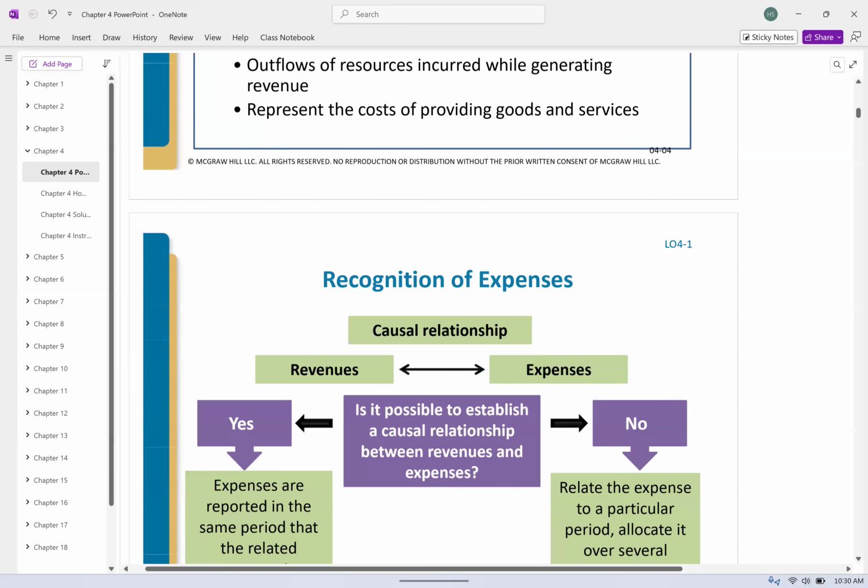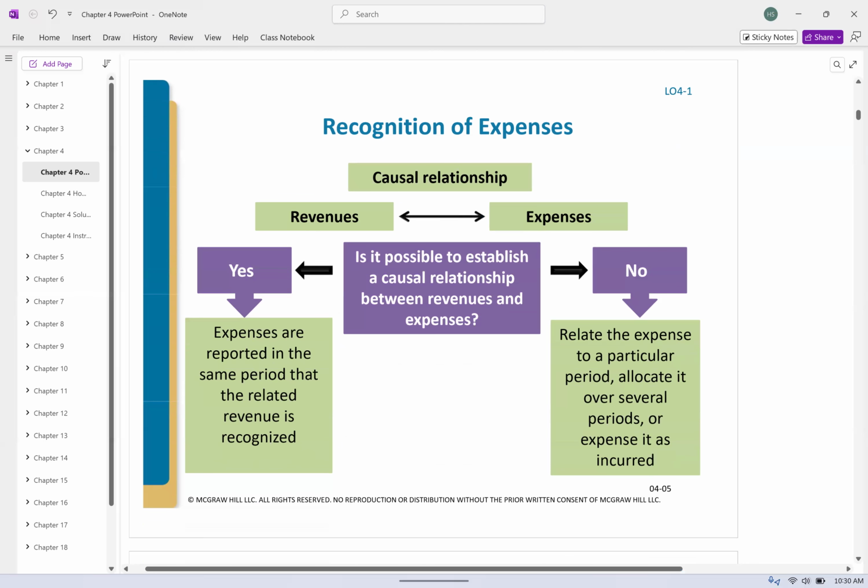Okay. So recognition of expenses, there is a causal relationship between revenues and expenses, and we want to make sure we sort of match that. We talk about the matching principle, matching the expenses to the revenues. Okay. So let's kind of start over here. Is it possible to establish a causal relationship between revenues and expenses? Yes. Then this would be Walmart buying and selling stuff. That's all those things over there.